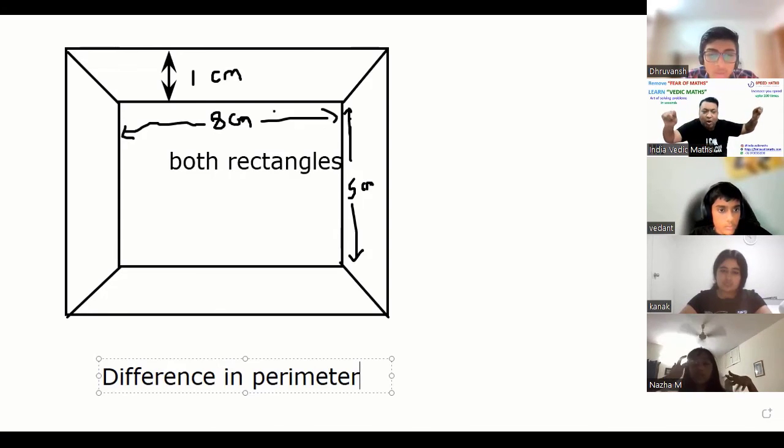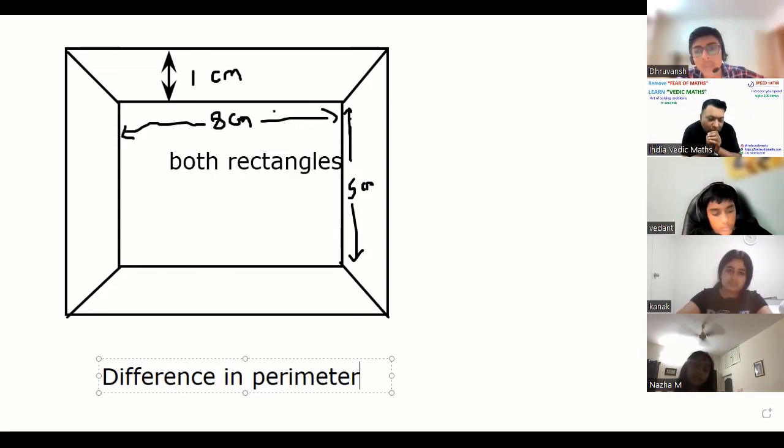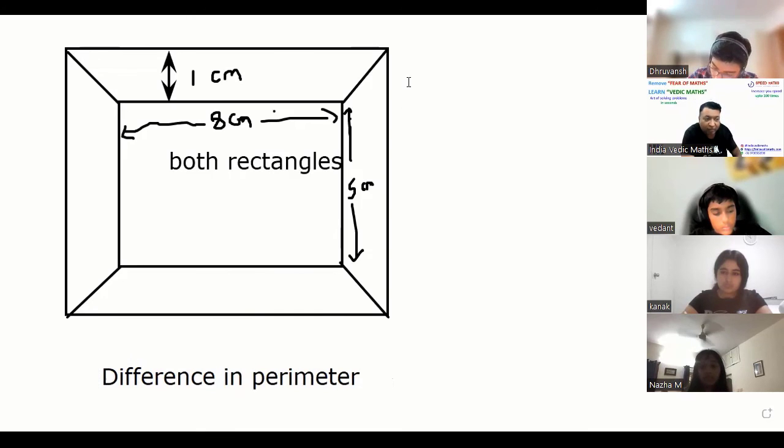Inside is 8 centimeter long, 5 centimeter wide. The width of all the 4 sides is 1 centimeter. Think about it. Okay. Sir, it's difference, right? You tell me the difference, right? No, you're finding the difference between the two rectangles. Difference in perimeter of two rectangles.